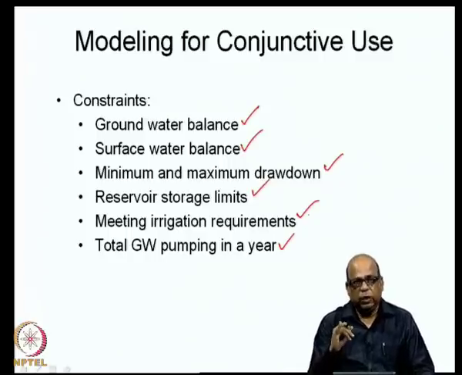So, what did we do? We decided the decision variables. We said the decision variables are the release from the reservoir, surface reservoir RT during time period T, and the groundwater pumping during time period T, GWT. These are lumped models. So, we are looking at the total pumping from the ground aquifer and the total release from the reservoir, surface water reservoir.